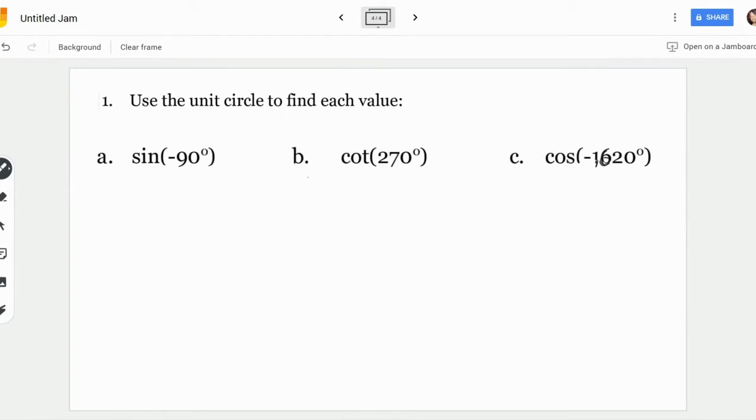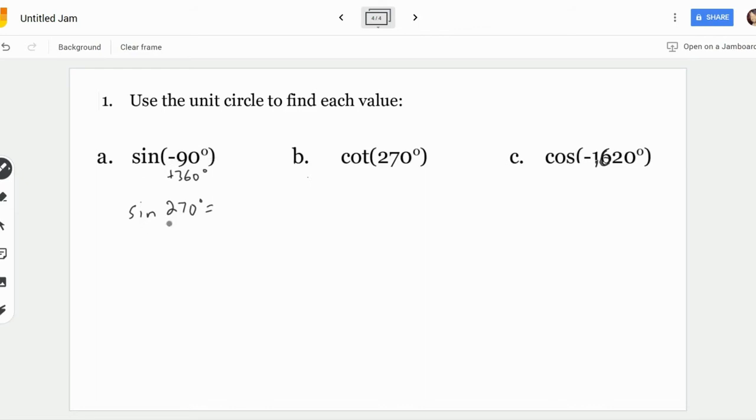If I don't want a negative degree, all I really have to do is find the exact same spot on the unit circle, but as a positive degree measurement. So I'm just going to add 360 to this because it's coterminal then. If I add 360 to 90, this is going to turn out to be 270. So sine of 270 degrees is the same as sine of negative 90.